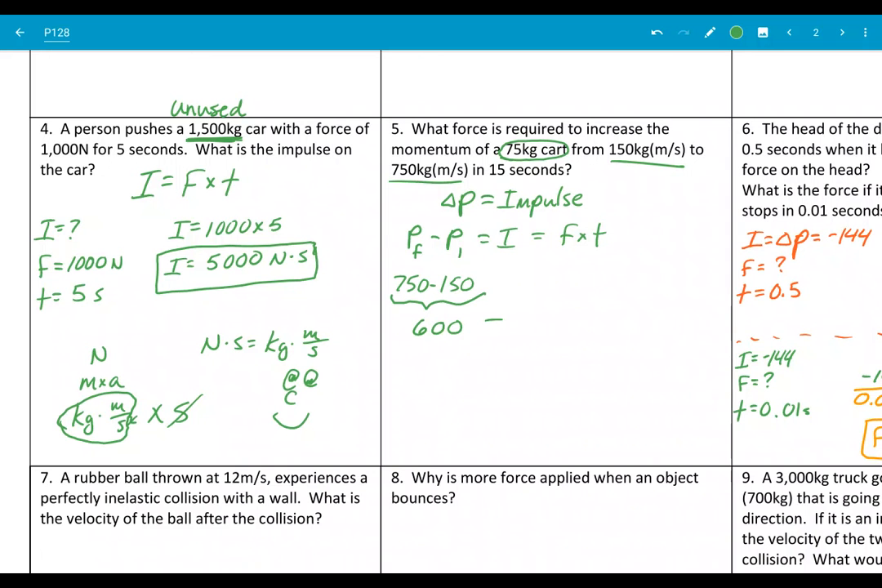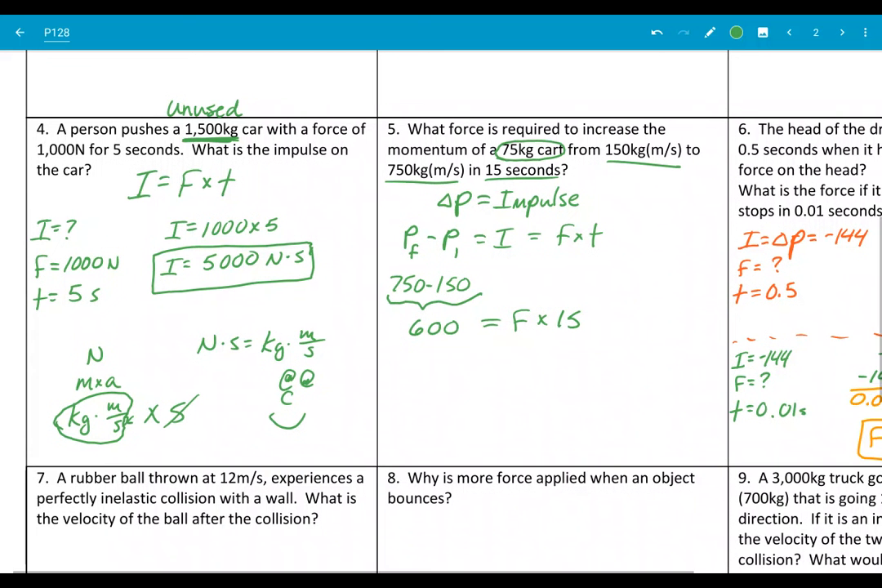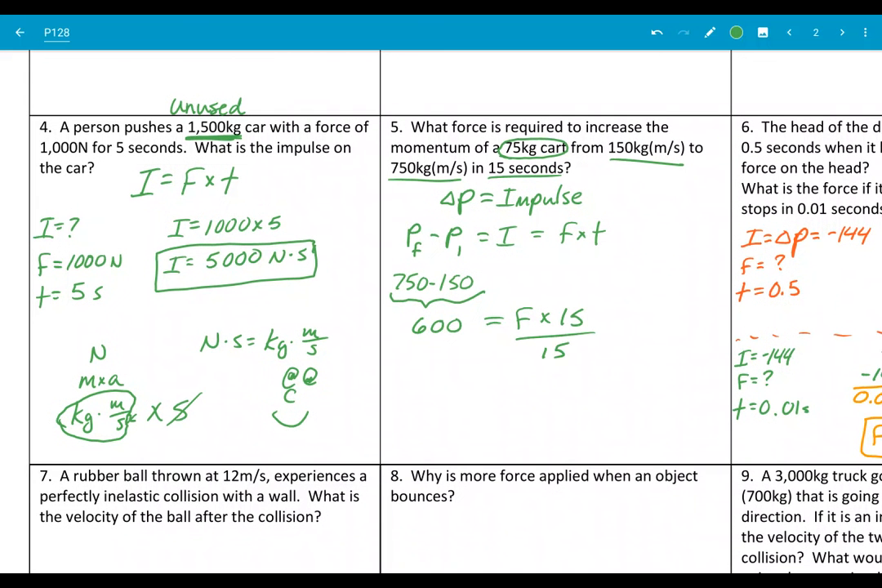Okay. Anyways, that equals force times time. Our value for time is 15 seconds. All right. And then we go, hey, Google, what's 600 divided by 15? And we get, when we divide by 15 on both sides, the force is 40 newtons, which is about the weight of 40 apples.